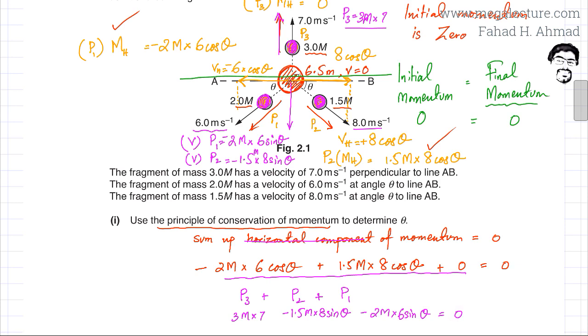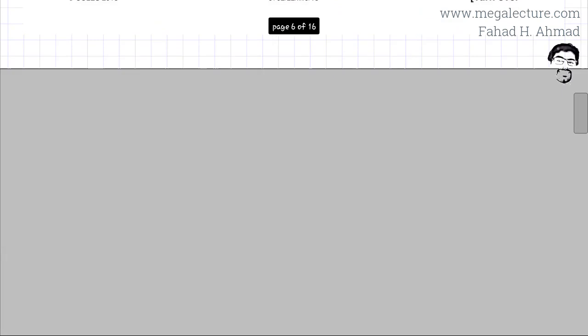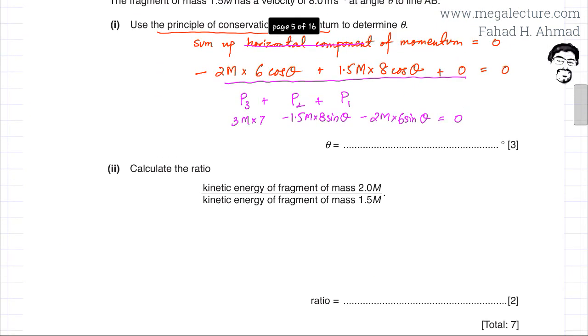So the vertical component of this particle is 2m into 6 meters per second sine of theta. Over here it's 1.5m into 8 into sine of theta, and the vertical component of this is 3m multiplied by 7. Now if I look at this equation over here, this equation is solvable. I can make theta the subject of the equation, and I can figure out the answer.